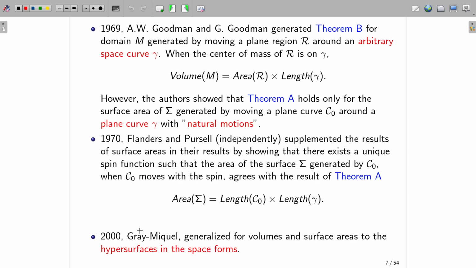In 2000, Gray and McGill generalized the formulas for volumes and surface areas to hypersurfaces in space forms.